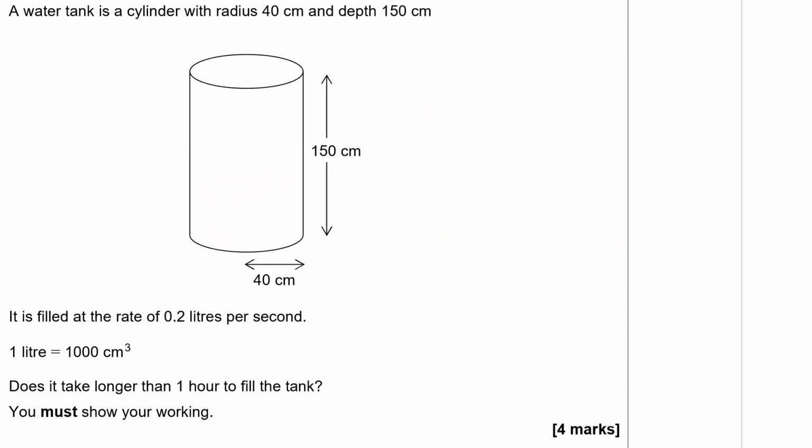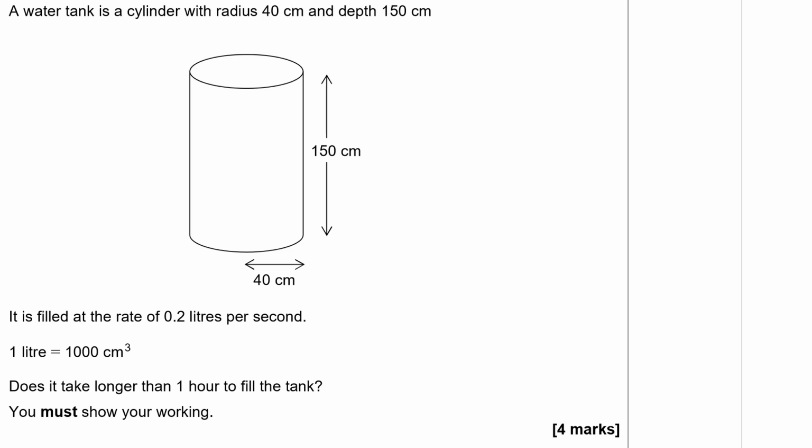A water tank, which is a cylinder with radius 40 centimeters and depth 150 centimeters. We're told that it's filling at a rate of 0.2 liters per second, and we're being asked, does it take longer than an hour to fill the tank? Well, in order to answer that question, we need to know what the capacity of the cylinder is to start with. So let's do that first. What's the volume of this cylinder?